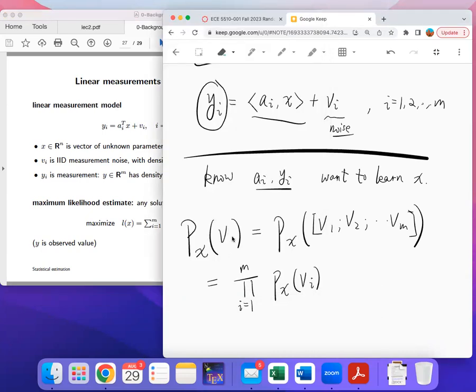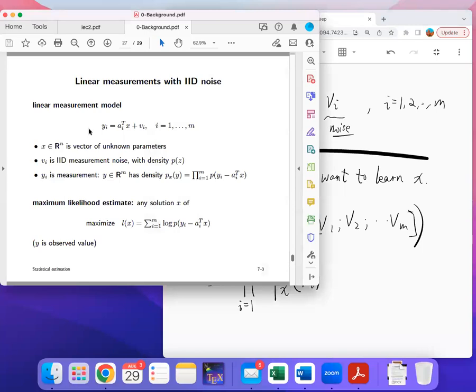So I'm going to look at, yeah, question. At the top it says you're doing linear measurements with 2D noise, but the noise vector is only 1D. Here Vi is a scalar. Why? Because Ai transpose X is a scalar. The dot product between Ai and X gives a scalar, and Vi is the additive scalar noise. So Yi is a scalar observation.